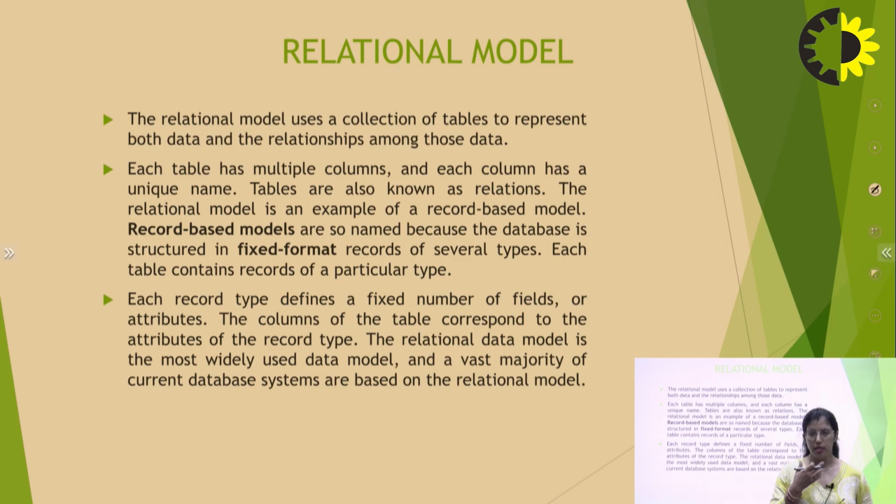For example, let's say we have an entity named student, then a table exists for this particular entity, a student table, and in the student table we can have roll number, ID, name, address, and so on, so much information regarding the particular entity. So all these columns are known as attributes for that particular relation. The columns of the table correspond to the attributes of the record type. The relational data model is the most widely used data model, and a vast majority of current database systems are based on this particular model.